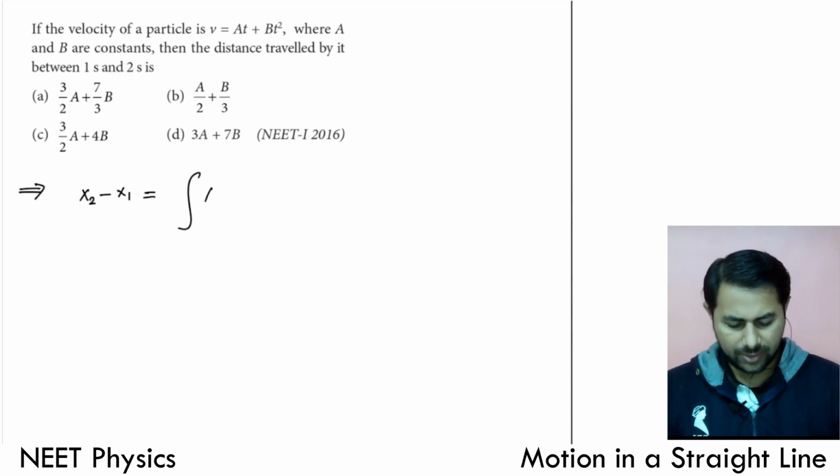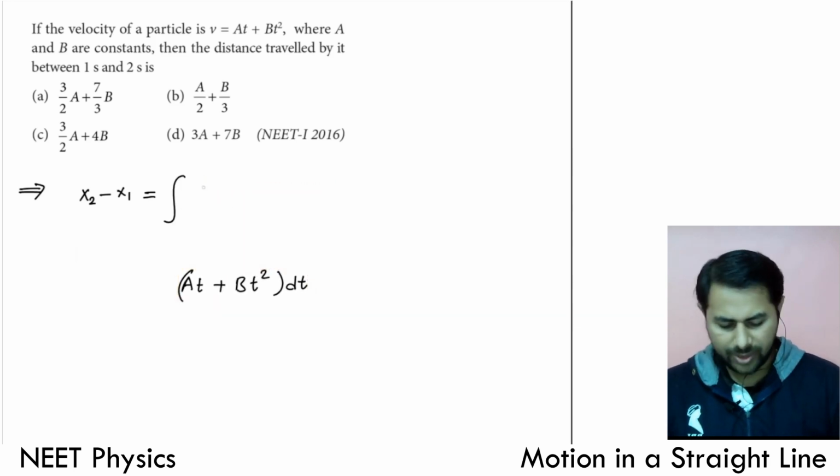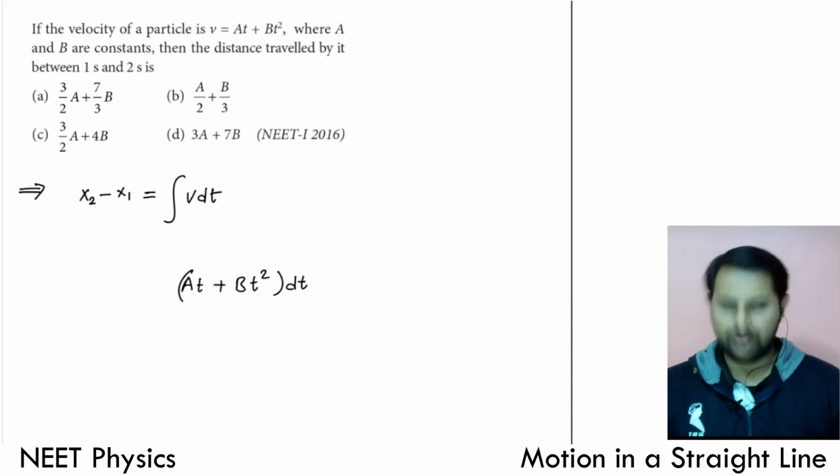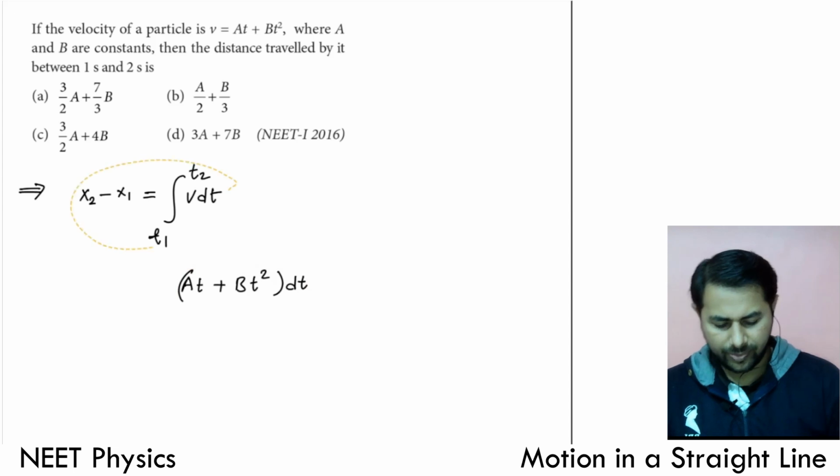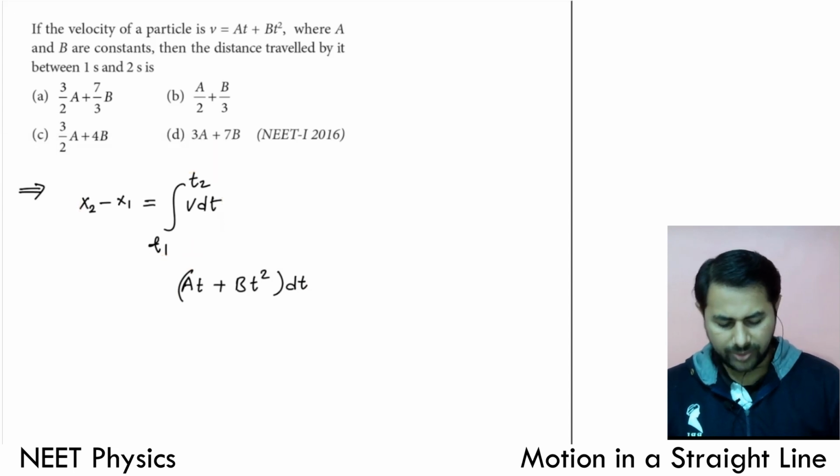It will be the integral of at plus bt square dt, so that is velocity. Or let me write this first. Displacement is the area under the vt curve from some initial time to final time, t1 to t2. Okay, and what is v? V is equal to at plus bt square.